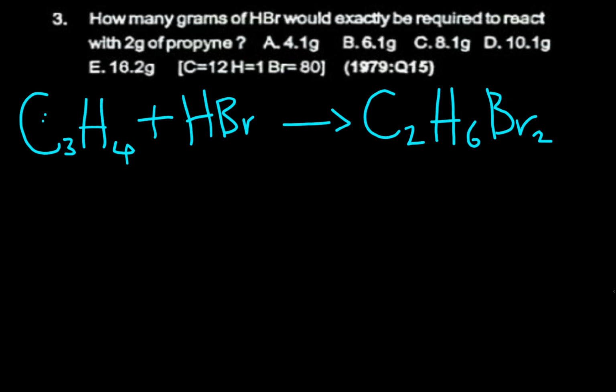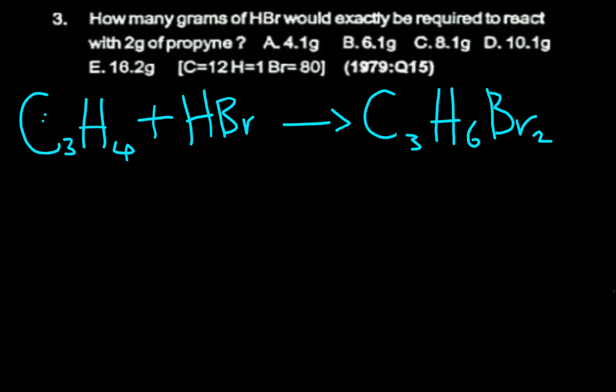How do I know? Here you have 3 carbon, so the carbon atoms are balanced on either side. We have 4 hydrogen plus 1, which is 5, but here we have 6 hydrogen. We have 1 bromine here, and over here we have 2 bromine. So I'm just going to wipe this up and balance this equation once and for all.